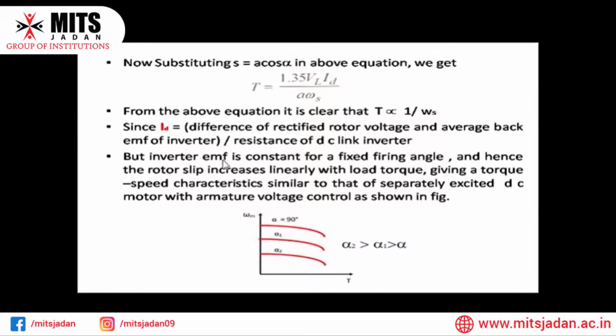But the inverter EMF is constant for a fixed firing angle, and hence the rotor slip increases linearly with load torque, giving torque speed characteristics similar to that of a separately excited DC motor with armature voltage control. So we can see the torque and speed characteristics like this, where alpha 2 is greater than alpha 1. So this type of characteristics can be obtained.